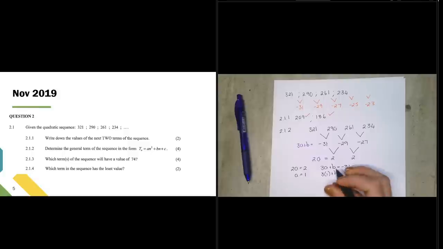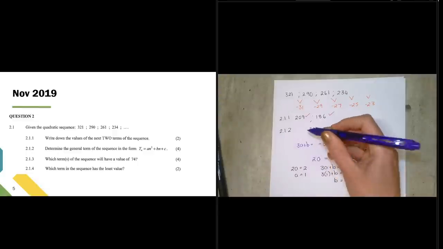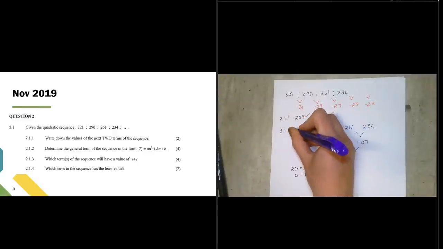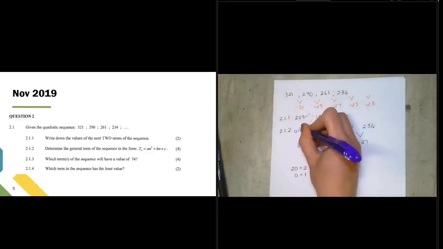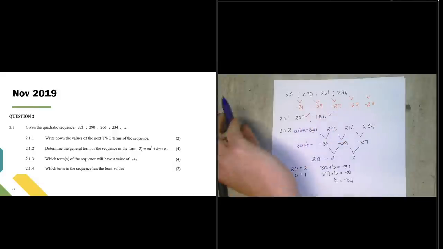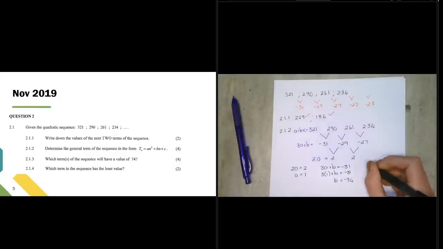And b works out to be negative 34. Going to my final one. Remember, we're working from the bottom up. A plus B plus C will give me the first term of the original series. So A plus B plus C must be equal to 321.